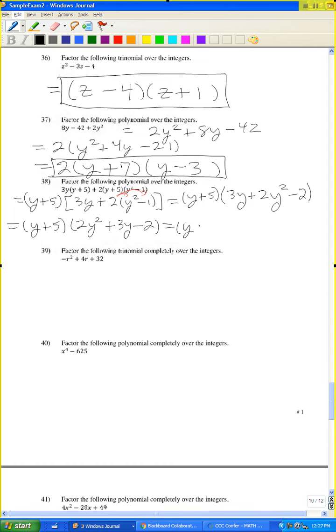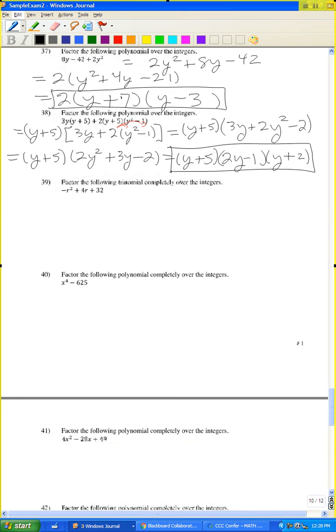So this is equal to y plus 5 times, I have a 2y squared, so I'll put a 2y and a y. I have a 2 here, and so I'll have a 1 and a 2. And let's check if the guess is correct. So I get 2y squared plus 4y minus y is plus 3y minus 2. And so I factored this correctly.